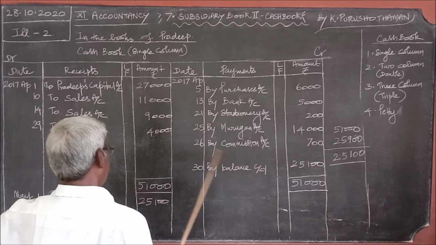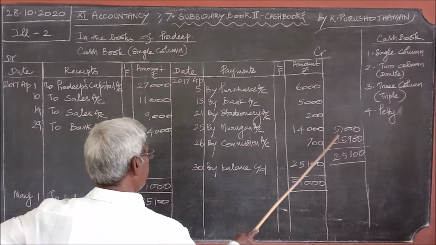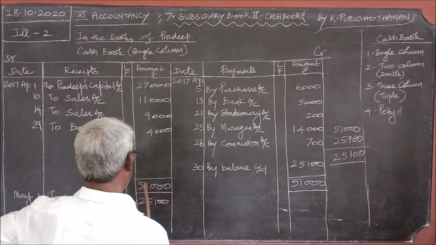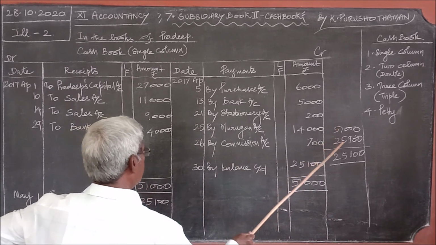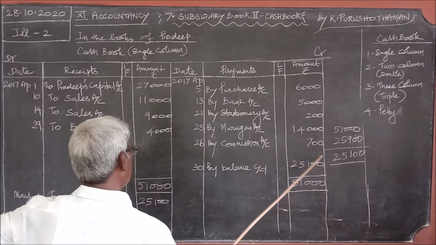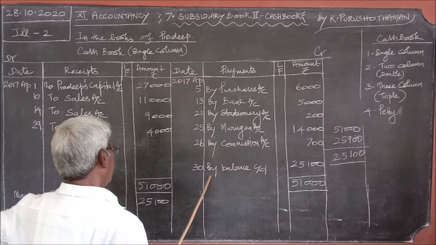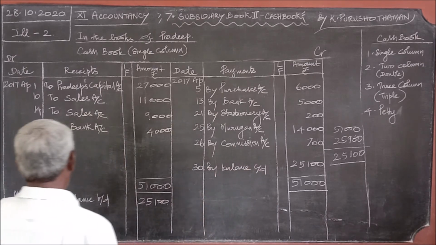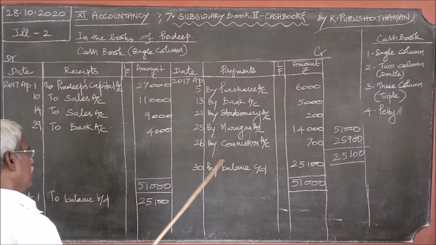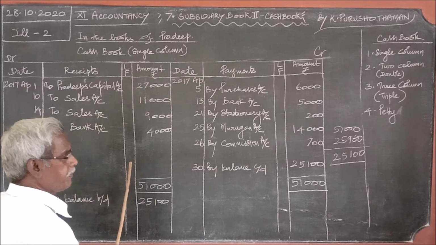Then it is also a payment, therefore on the credit side. After doing it, we have found the debit side total and credit side total, and written the larger total on both sides. The missing amount, that is the balancing amount, is 25,100. You write against it by balance carry down, and on the opposite side to balance brought down. For carry down, the last date of the month, and for brought down, the next month. Okay? Right.